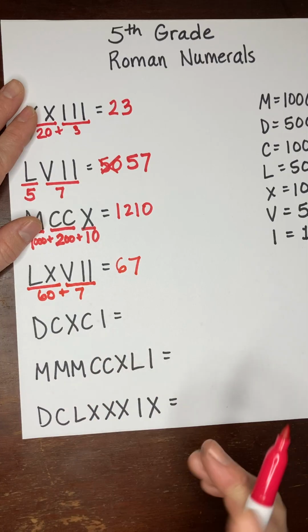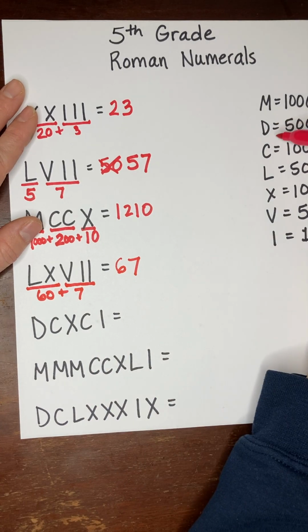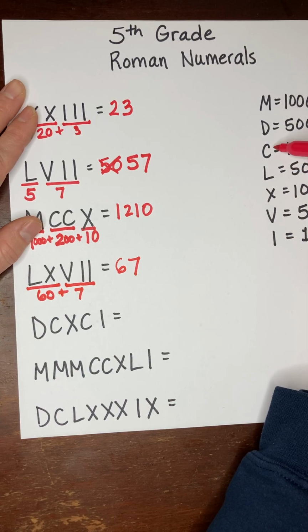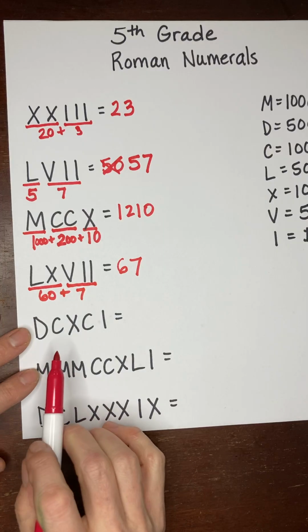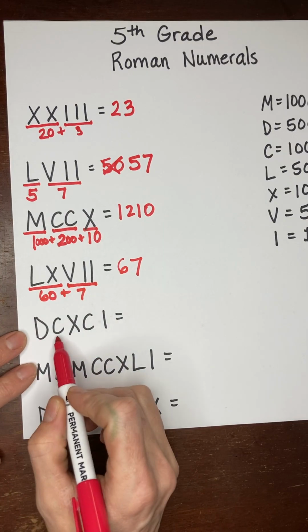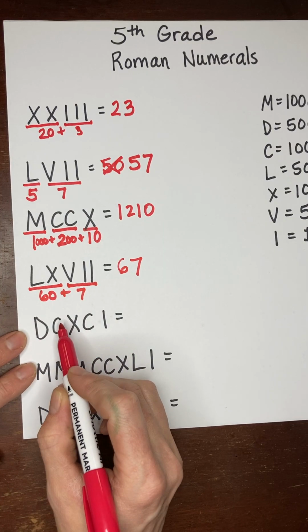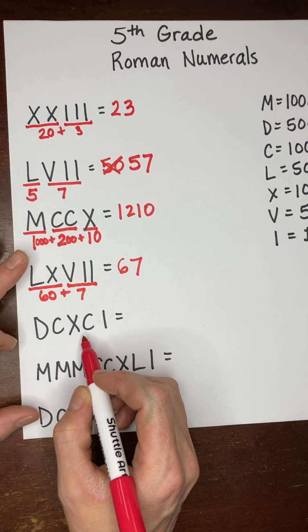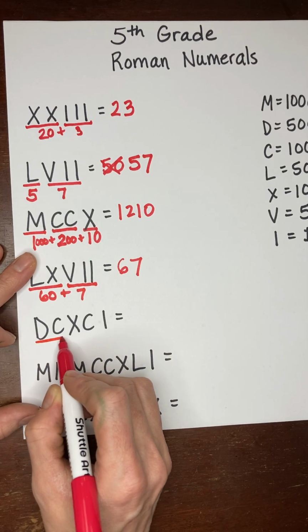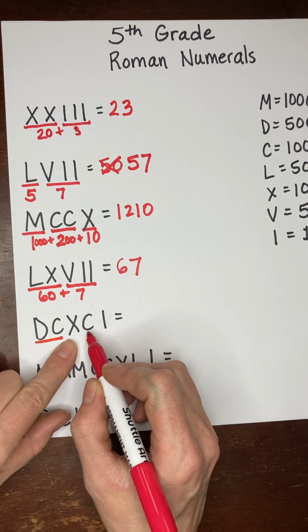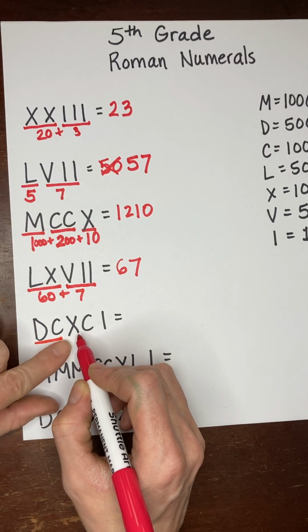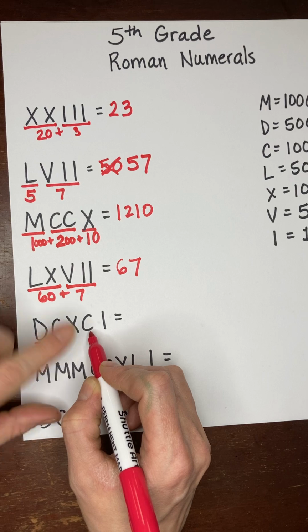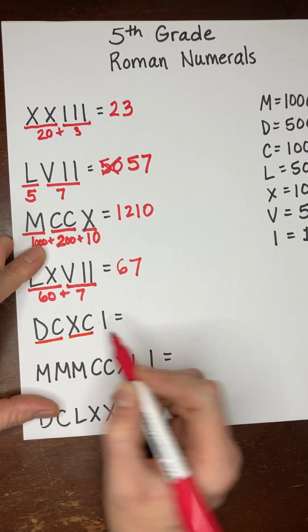We have DCXCI. Okay, so DCXCI. So you saw there, we went out of order. We went down and went back up. Okay, so let's see which consecutive ones are out of order. Well, D and C are in the right order, and they're both in the hundreds place, right? So I'm going to put them together. But X and C are out of order. It should be CX if they're going to be added, but we have XC. So an X is tens and C is 100. So that means we're going to subtract, and they're both going to be in the tens place.